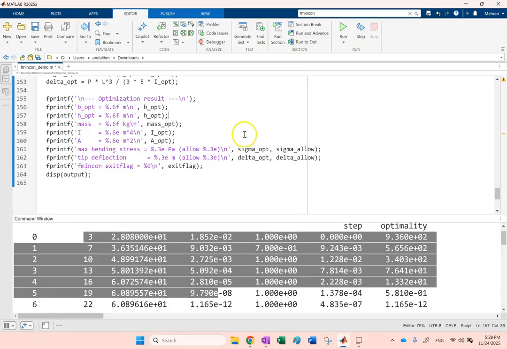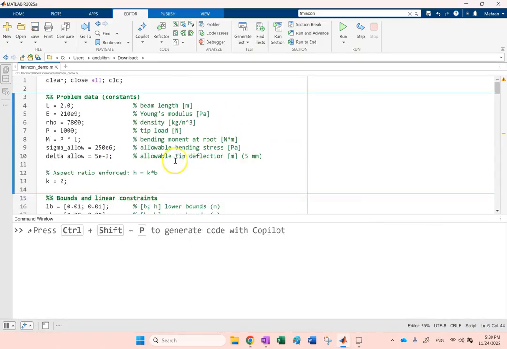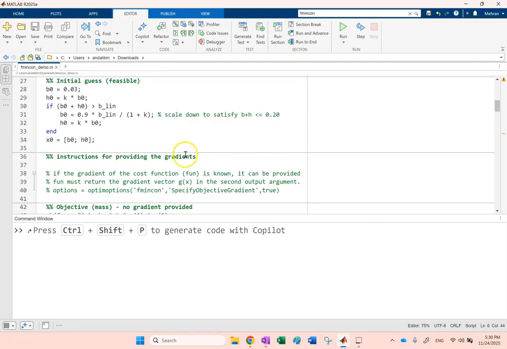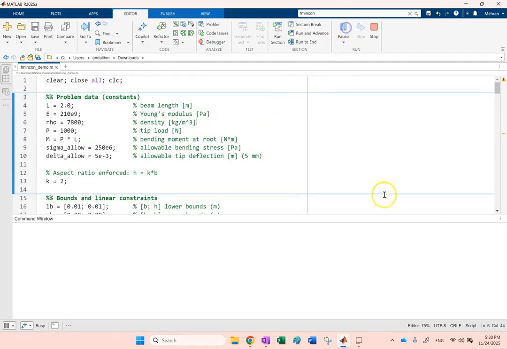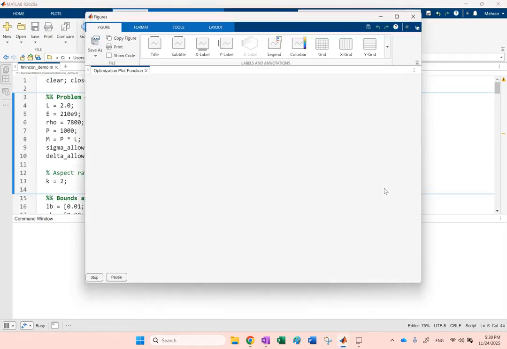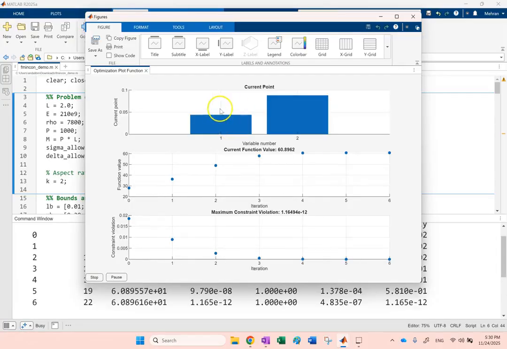and I can do some post-processing and show the final results on the screen. Okay, now that we have everything, it is time to what? It is time to run it, see what happens. So let's go ahead and run. And this is the plot part that we activated.